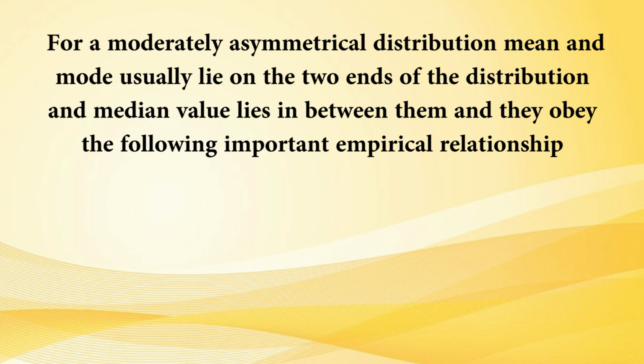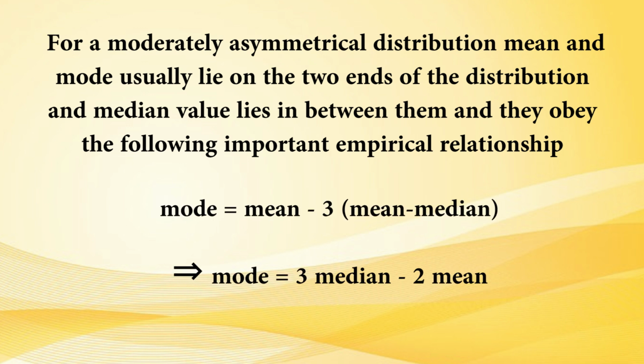For a moderately asymmetrical distribution, mean and mode usually lie on the two ends of the distribution and median value lies in between them, and they obey the following important empirical relationship, which is mode is equal to mean minus 3 times mean minus median, or on simplification, mode is equal to 3 median minus 2 mean.